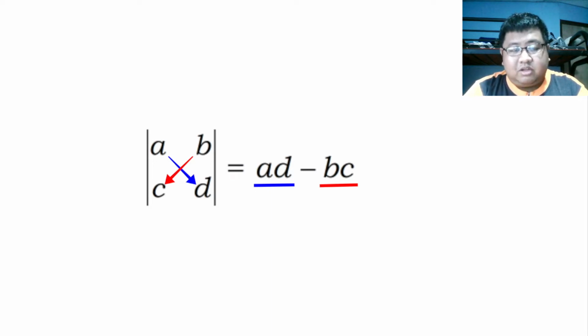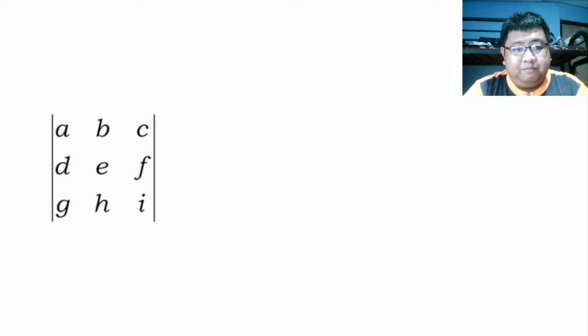The reason I mention this alternation of signs is because it will be useful later when you apply it in systems of equations with three variables. So now, let's notch things up a bit by using 3 by 3 determinants. Suppose you have this 3 by 3 determinant, A, B, C, D, E, F, G, H, I.